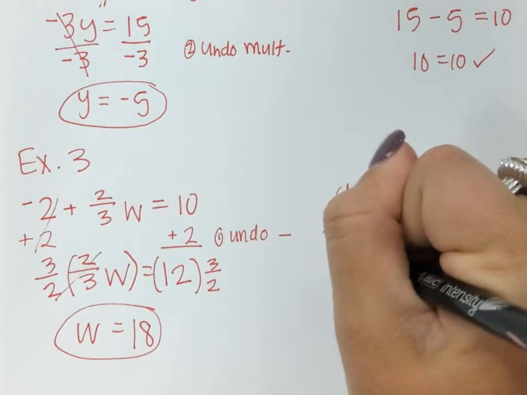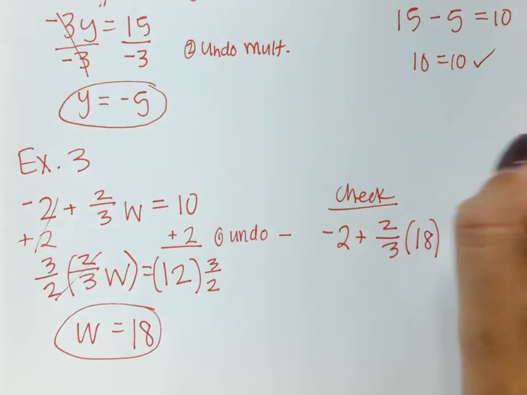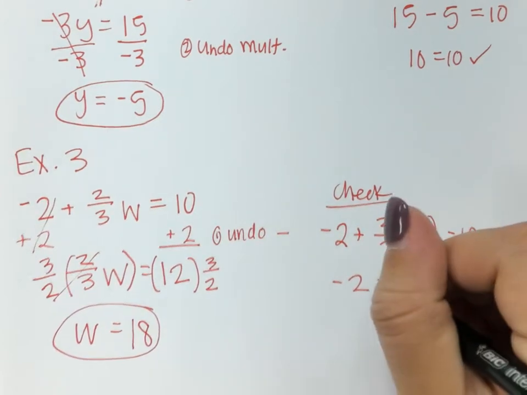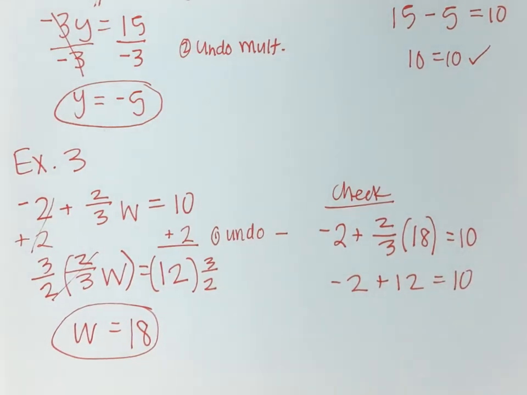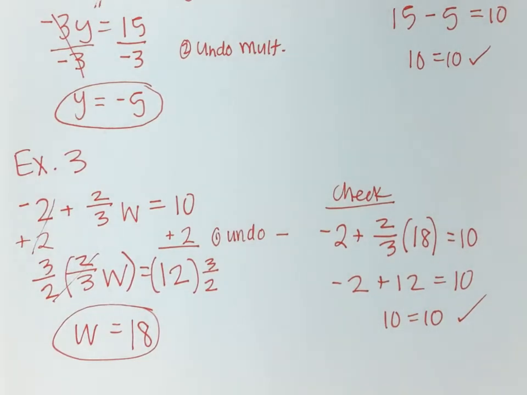So that means I have -2 plus 2/3 times 18 equals 10. So somebody tell me what 2/3 times 18 is. 12. Somebody else see if they got the same one. Same answer. 12? Okay. So that means I have -2 plus 12 equals 10. Is that right? Yes. 10 equals 10. So my answer is correct.